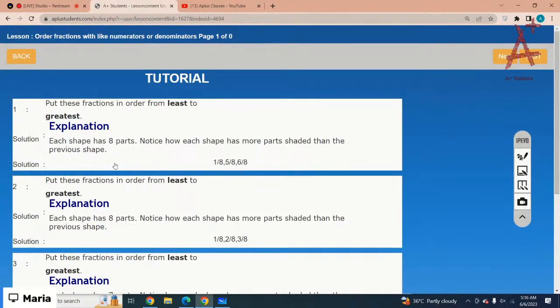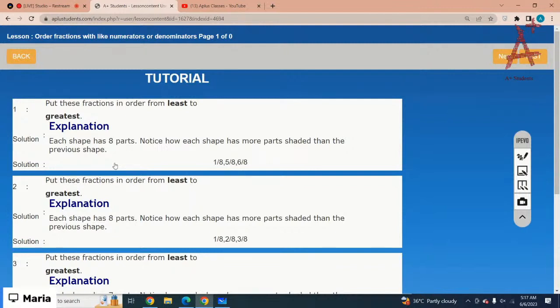The easy method is when you have the same denominators, you just have to look at the numerators. The smaller numerators come first and then you go to the larger numerators. Like you can see here 1 by 8, 5 by 8, 6 by 8, they all have the same denominator. 8 is their denominator. You can arrange them by the numerator. 1 comes first, then you have 5 and then you have 6. Got it?